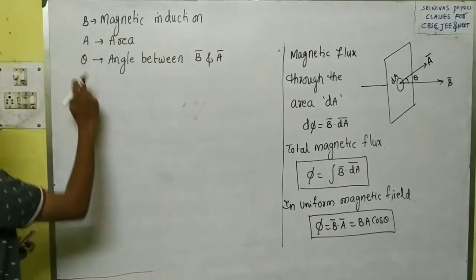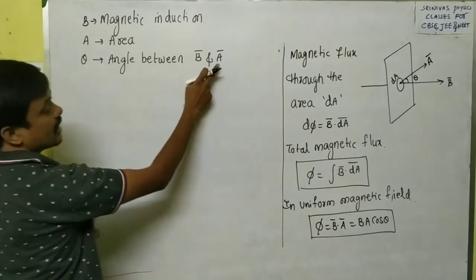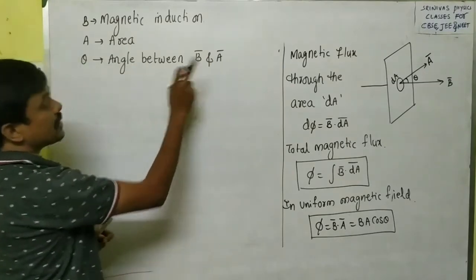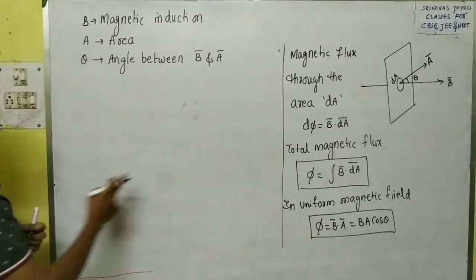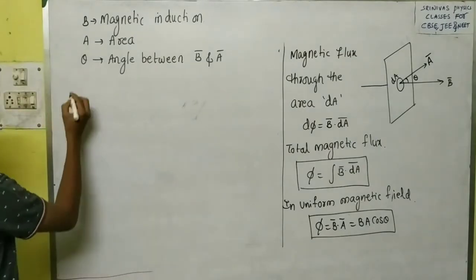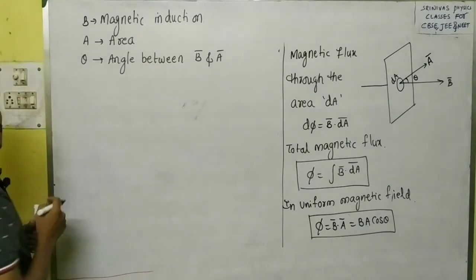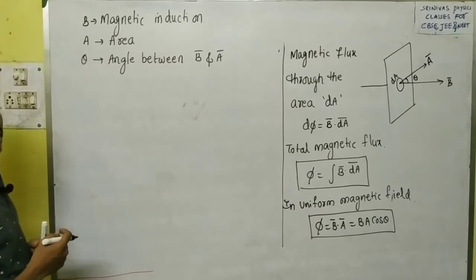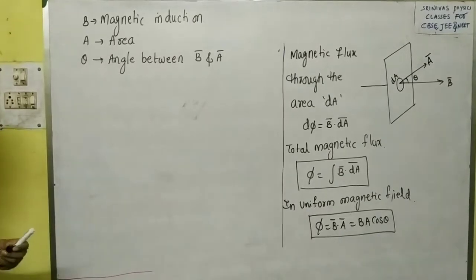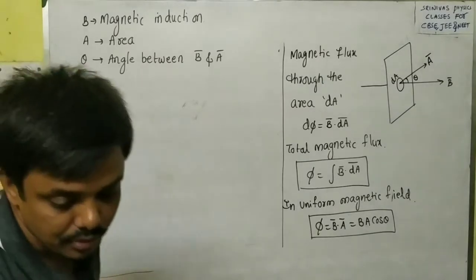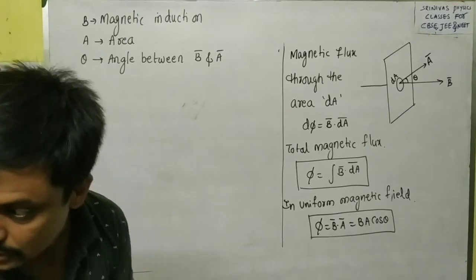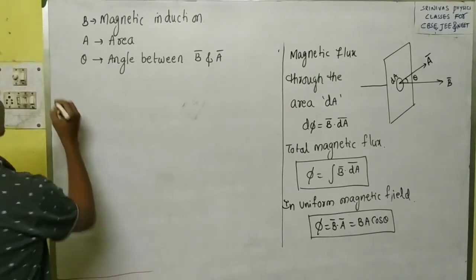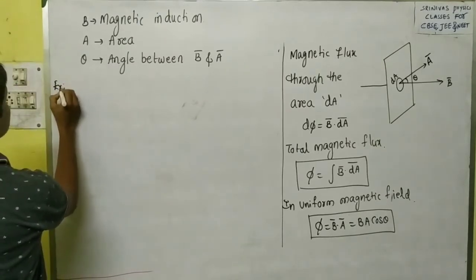A bar is always perpendicular. A bar is the area vector. The area vector is always perpendicular to the surface. We know already, right? And now the flux may be positive or negative, it may be anything. Just one example I will give to calculate the flux. Let us go for that example, to calculate the magnetic flux.